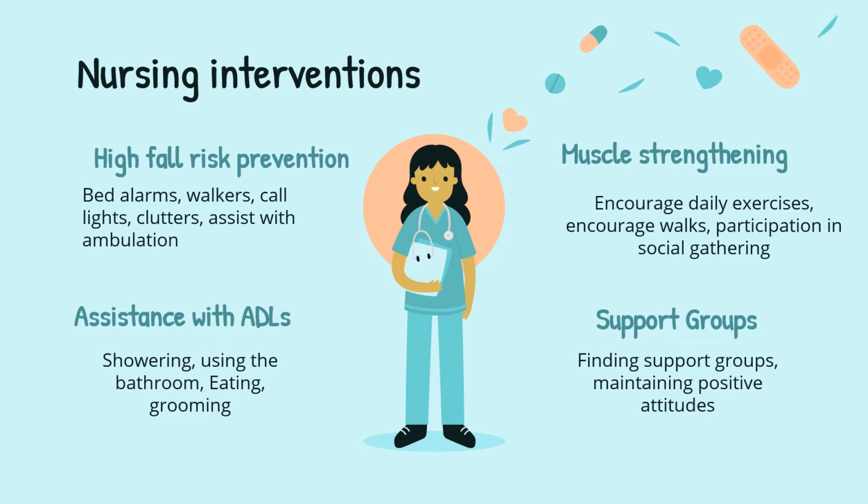All right, what can we do as nurses? Caring for these patients can be a little challenging because they need a whole lot of care. The one thing is they are really high risk for falls. So if you have Parkinson's patients, you have to make sure you have your bed alarm on, their walkers are within reach, call lights are within reach.